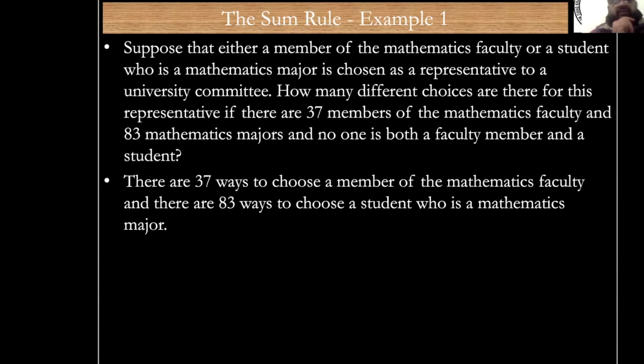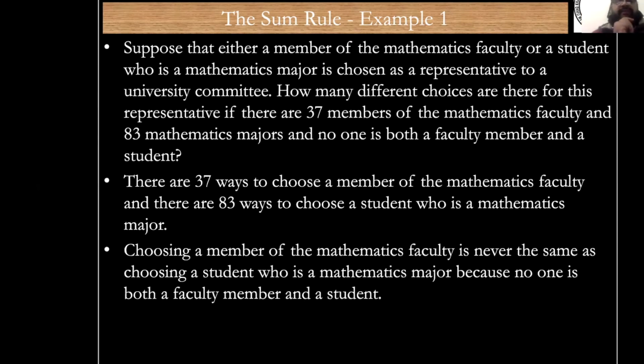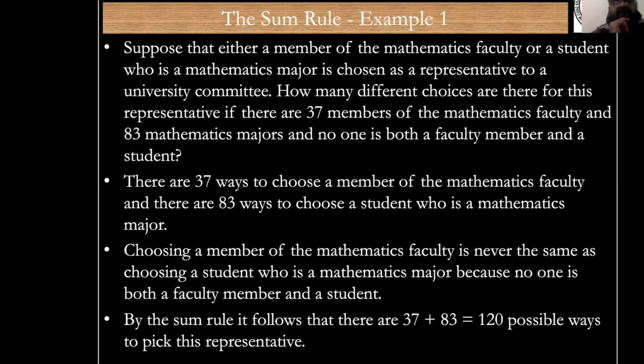So there are 37 ways to choose a member of the mathematics faculty, and there are 83 ways to choose a student who is a mathematics major. Choosing a member of the mathematics faculty is never the same as choosing a student who is a mathematics major, because no one is both a faculty member and a student. This is important to note. By the sum rule, it follows that there are 37 plus 83, which is equal to 120, possible ways to pick this representative. Let's look at an example.